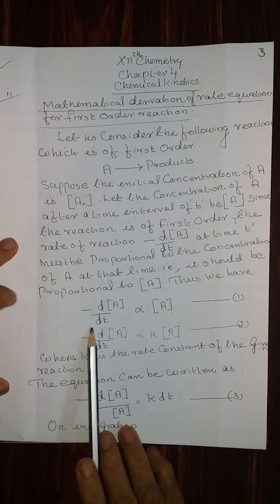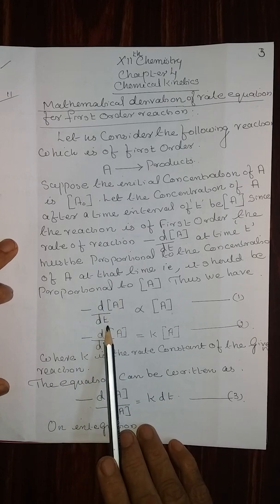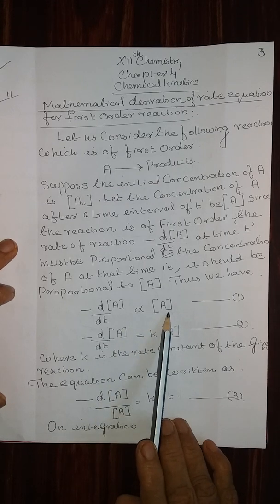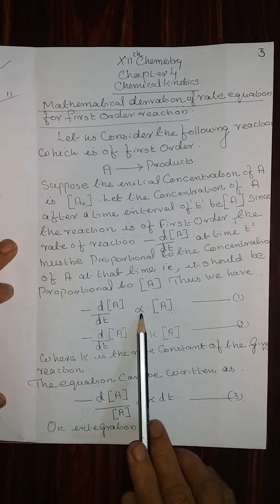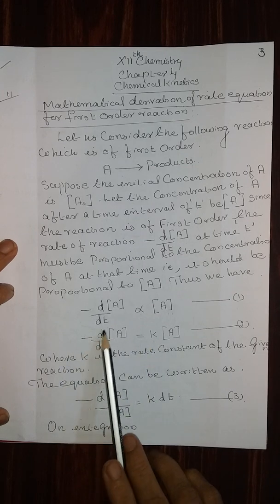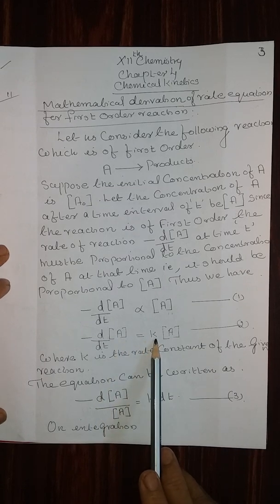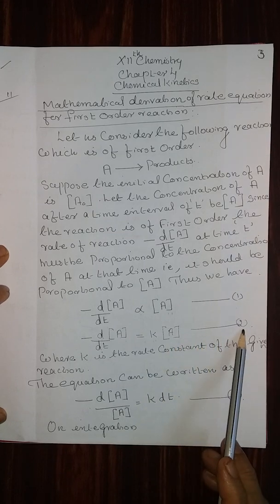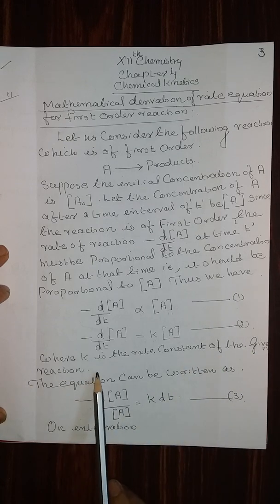Thus, we get an equation like this. Minus dA by dt, that is the rate of reaction, is directly proportional to the concentration of A. Equation number 1. This can be modified by replacing the proportionality by means of a constant. Minus d by dt of concentration A is equal to constant K into concentration A. Equation number 2, where K is the rate constant of the given reaction.